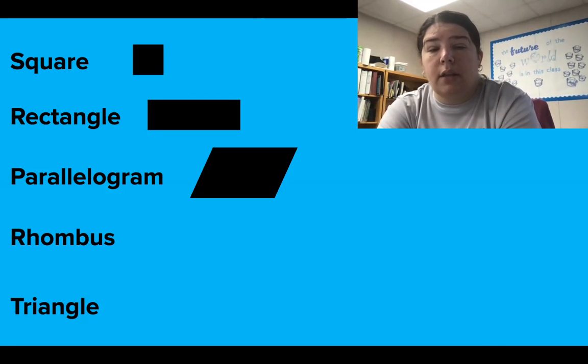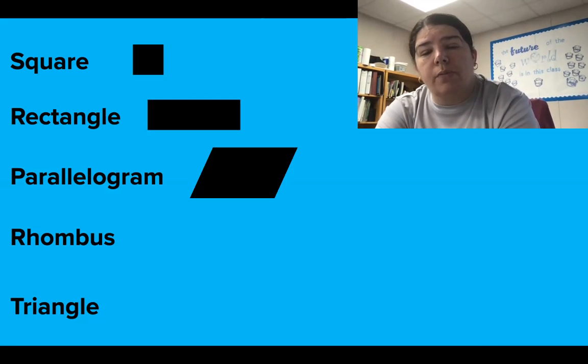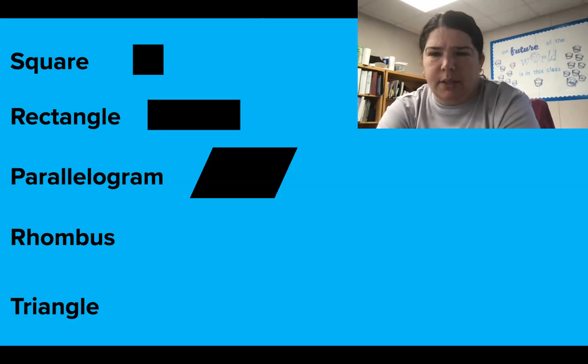Next, a parallelogram. Parallelogram, again, has two sets of parallel sides. So even though the parallelogram looks like this, this one is slanted, but also the rectangle and the square are also parallelograms, right? Because they both have two sets of parallel lines. How about the rhombus? Remember what we said about the rhombus?